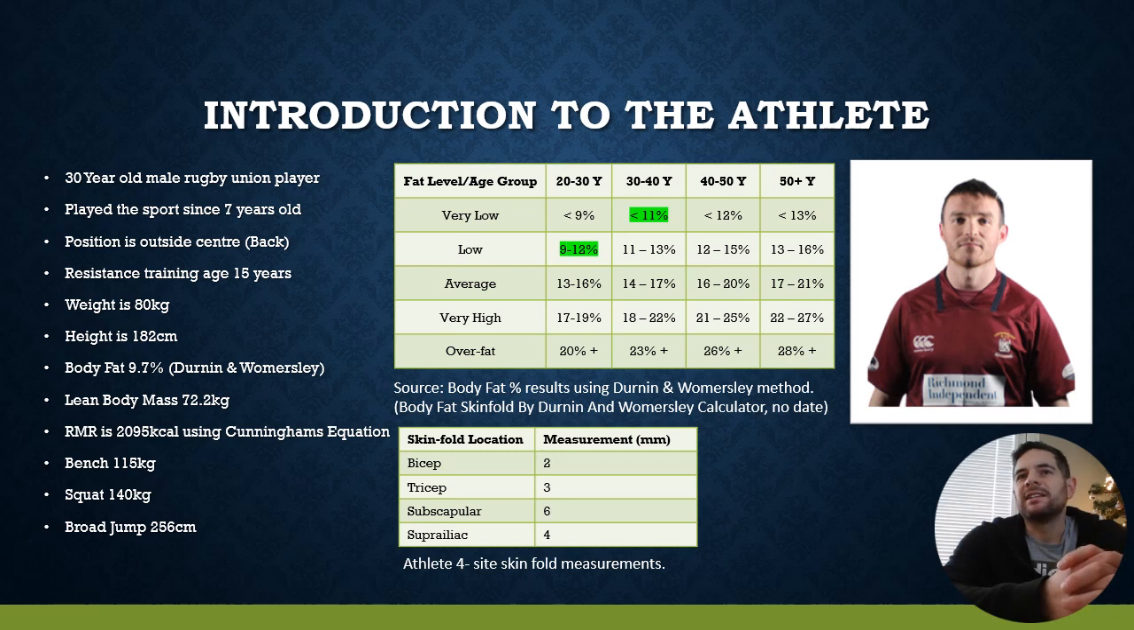His lean body mass is 72.2 kilograms with a resting metabolic rate of 2095 kilocalories. This is calculated using the Cunningham equation. And his strength and power numbers, as you can see there, are very good for someone in his position at his playing level.